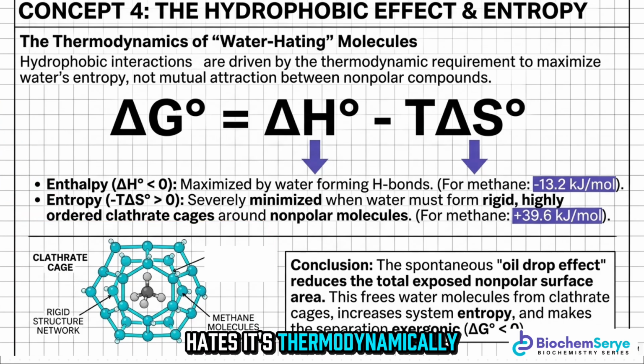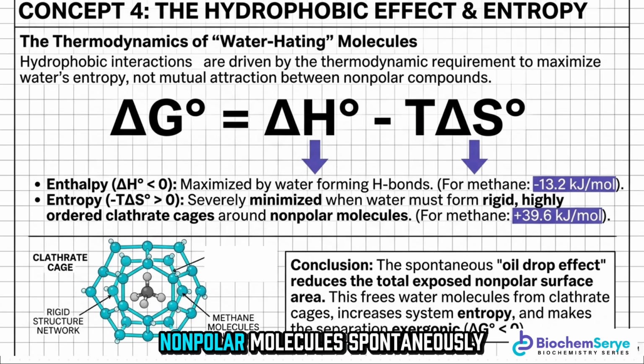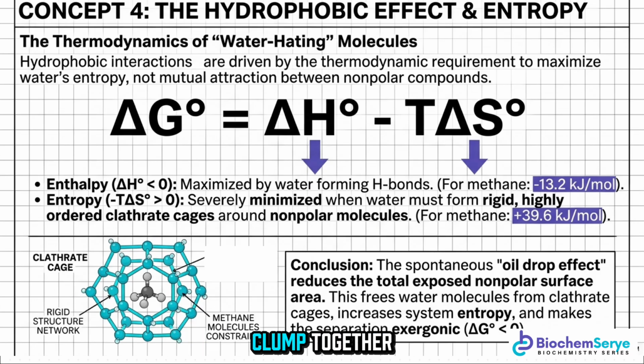It's thermodynamically unfavorable. To fix this, nonpolar molecules spontaneously clump together. This is the oil drop effect. By bunching up, they drastically reduce their exposed nonpolar surface area, freeing the water molecules from those rigid cages back onto the dance floor and dramatically increasing the system's entropy.